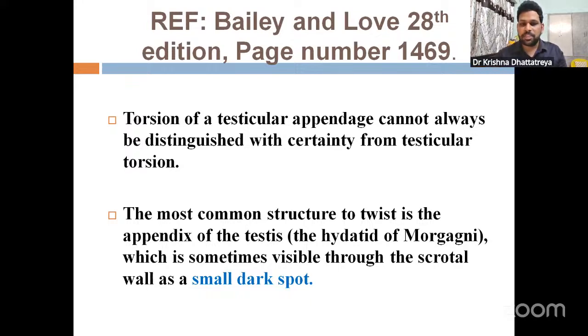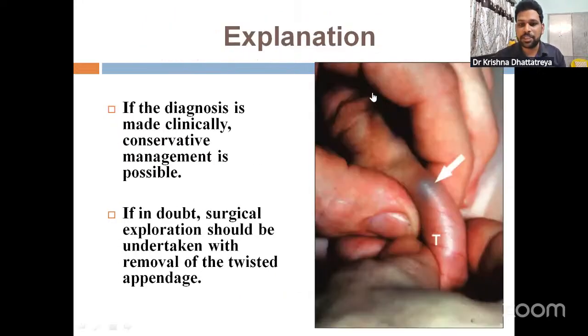The most common structure to twist is the appendix of the testis, which is also known as the hydatid of Morgagni, visible through the scrotal wall as a small dark spot. You can see the image here. This is the penis and this is the scrotum, where you can see the small blue dot, which is called testicular appendage torsion, that is the hydatid of Morgagni.